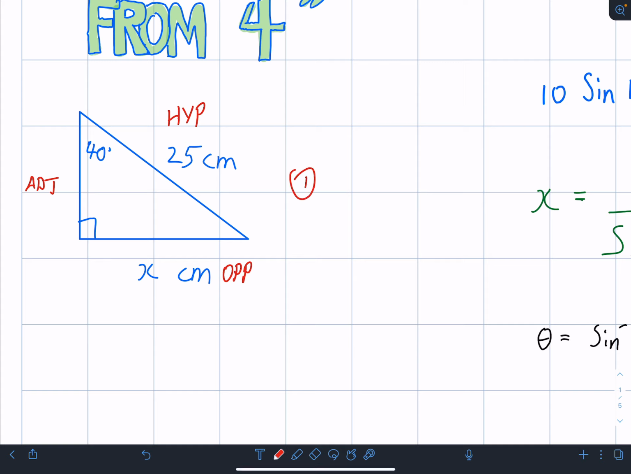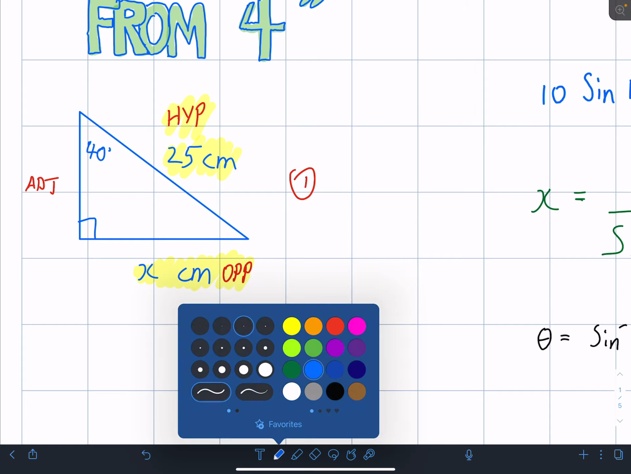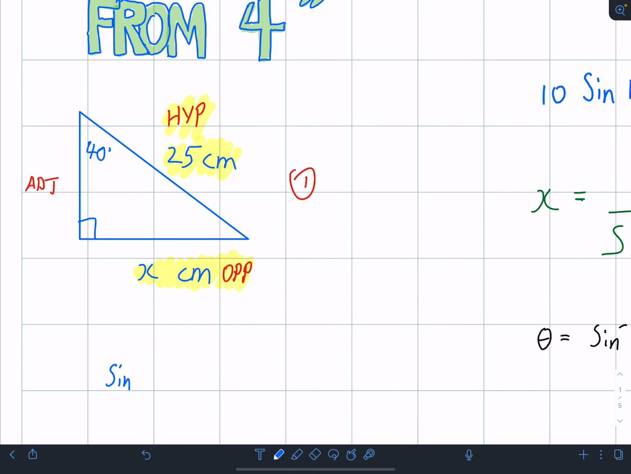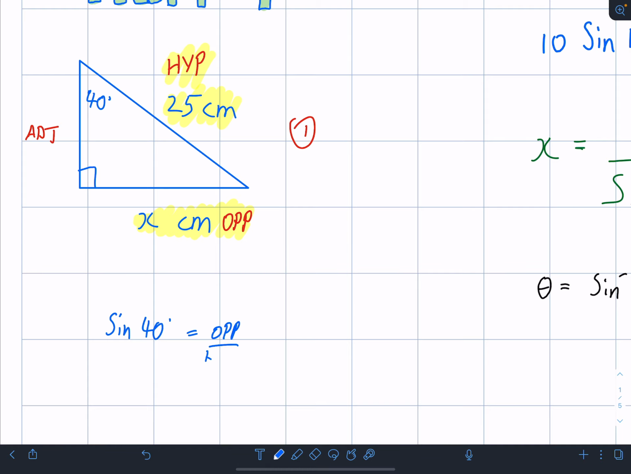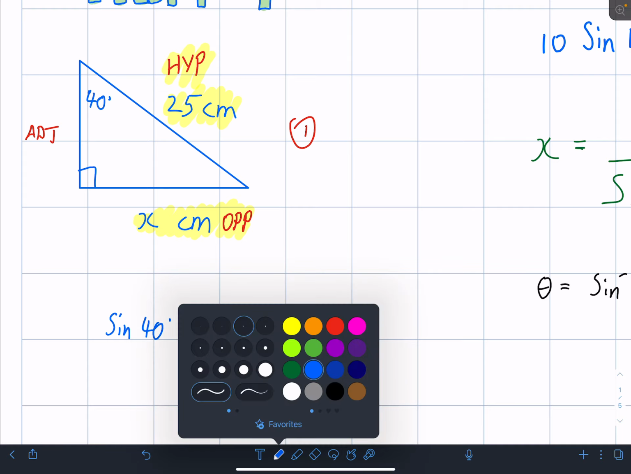Step 2 involved determining if we use sine, cosine or tan, and that was depending on which of the 3 sides had values. And we can see that we've got a value of 25 for the hypotenuse and a value of x for the opposite. So we're going to use sine theta. So we've got sine theta, or sine 40, equals opposite over hypotenuse. Okay, so this is step 2.